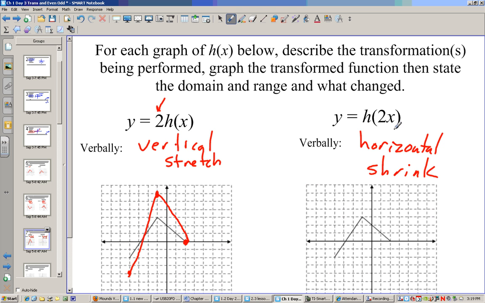Now a horizontal shrink by a factor of 2, we take each x value and divide by 2. So 2 divided by 2 is 1. Negative 1 divided by 2 is negative 1/2. Negative 4 divided by 2 is negative 2. And there you go.